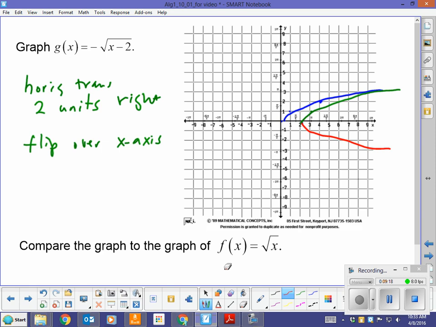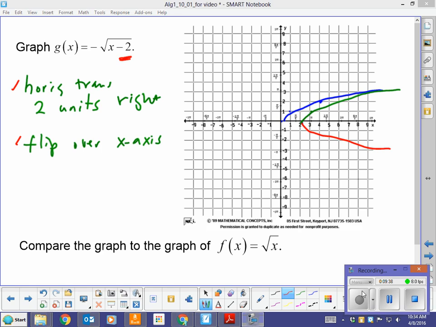Okay, so we're going to compare it. But for the comparison, we're just going to talk about these things that we can see without even looking at the graph. We can say to compare this to the parent function, we have a horizontal translation 2 units right, based on this, and a flip over the x-axis. And I say flip, but I'm sorry, I mean reflection, right? I'm still getting used to some of these new words too. Reflection over the x-axis. Okay.